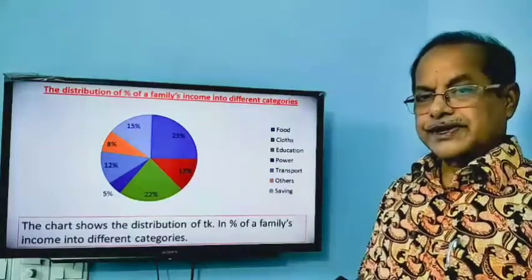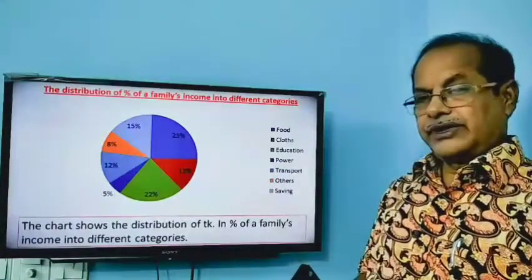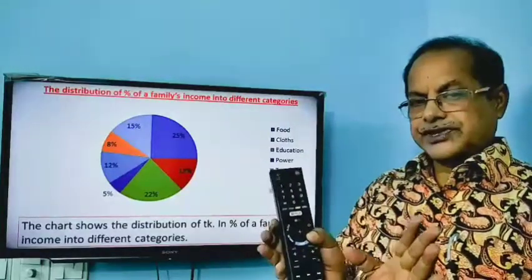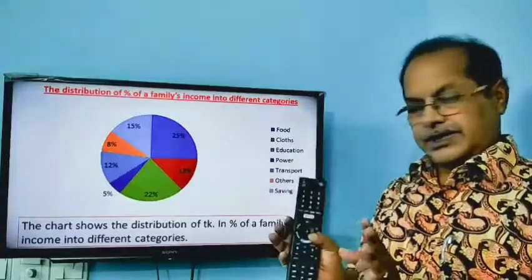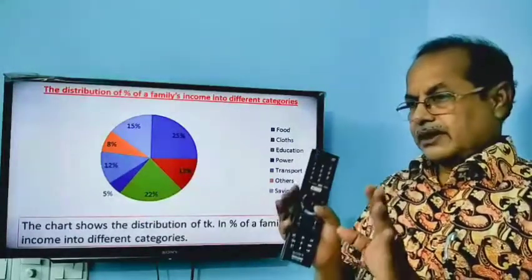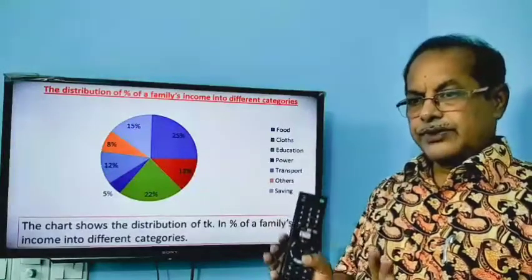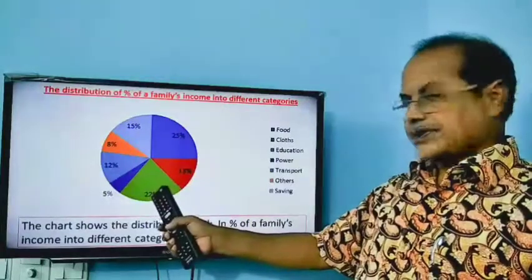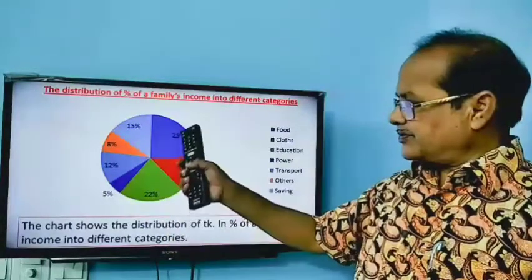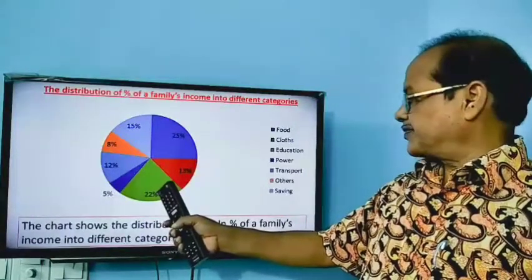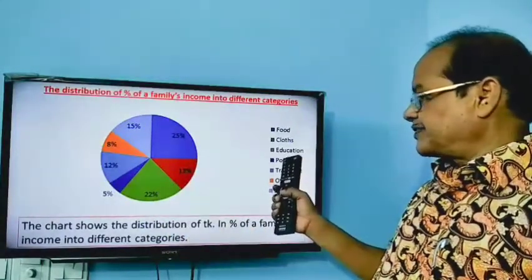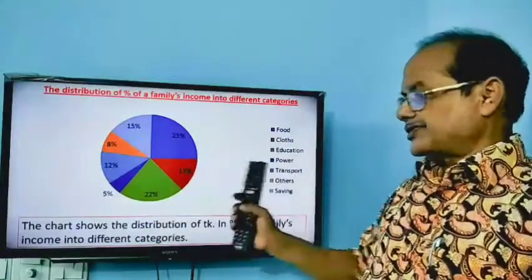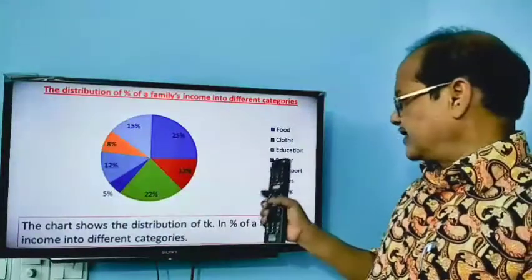That is, educational expenses are increasing because we are becoming urban, and all of us are trying to put our kids into a better institution. You see, in Dhaka or in mega cities, in better institutions, the monthly fee is very high. That's why educational expenses are increasing. 22% he has to spend, nearly similar to food. 22% is spent for education, and he has to spend 5% for power, that is paying the electricity bill. He has to spend 5% of his total income a month.